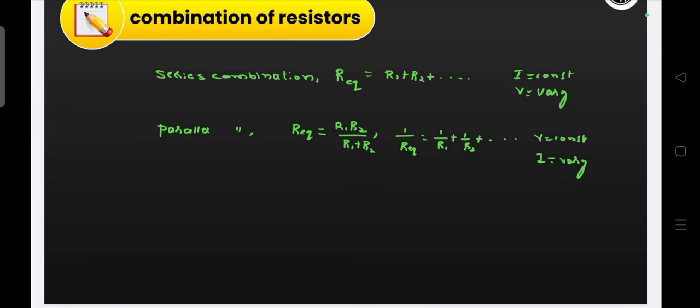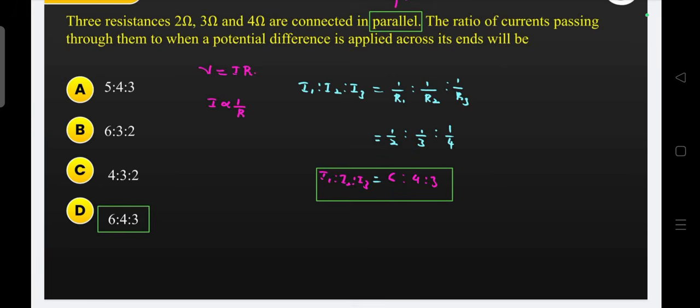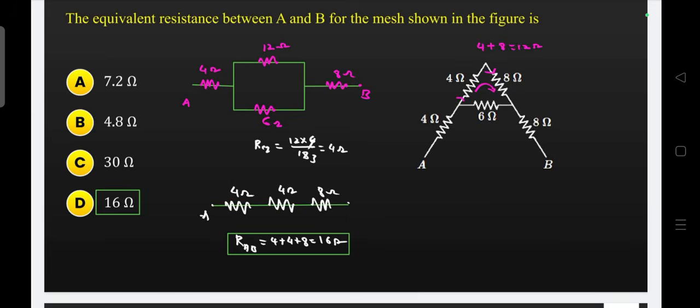Next topic, combination of resistors, parallel resistors and series resistors, formulas. Question. Answer is D, 6:4:3. How 6:4:3? Here is the solution. Next question: the equivalent resistance between A and B for the mesh shown in the figure is. Answer is 16.